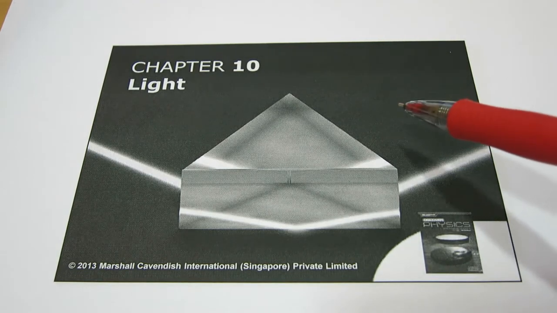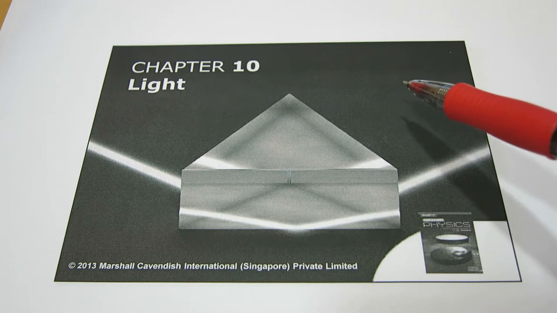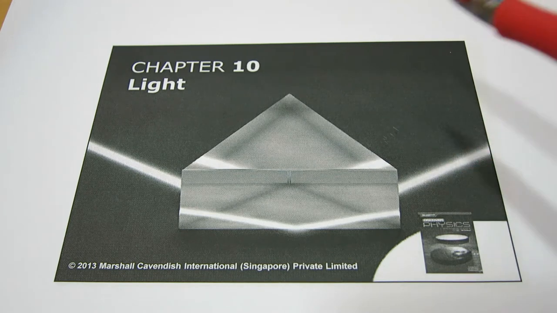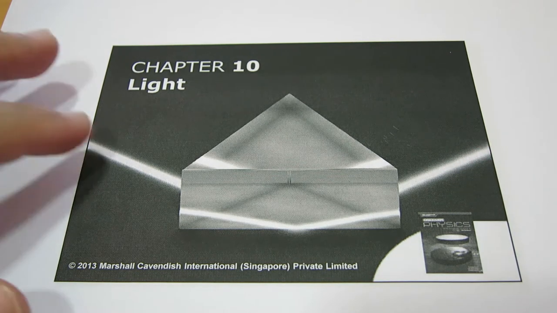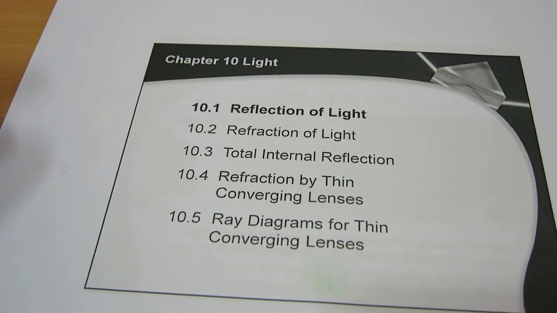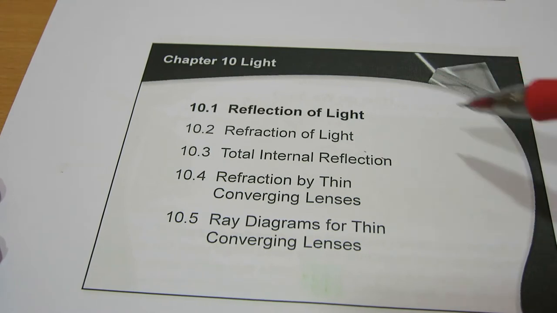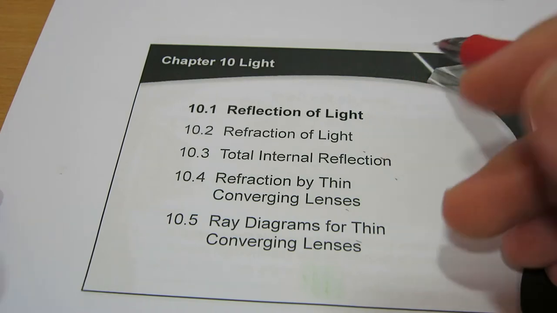Hi guys, we're talking about the chapter of light. The light chapter syllabus is the same for pure physics and combined physics. So if you are any of those streams, you can watch the entirety of this video and everything will be tested. The light chapter is a relatively big chapter encompassing reflection, refraction, total internal reflection, also known as TIR, refraction by lenses, and ray diagrams for lenses.